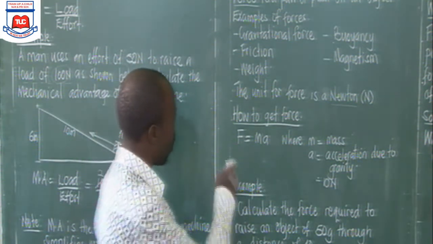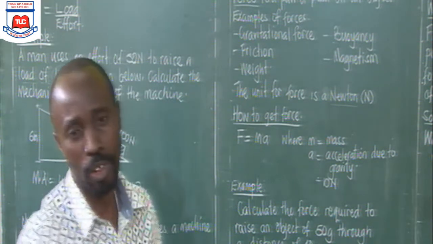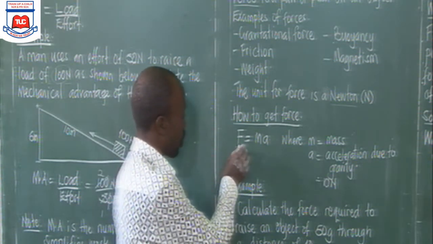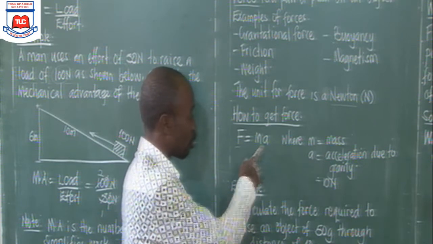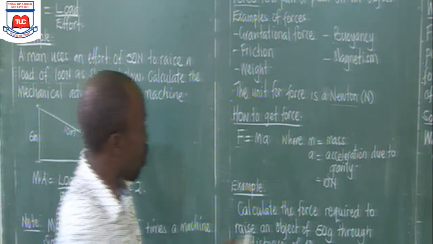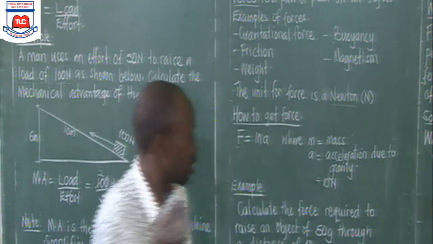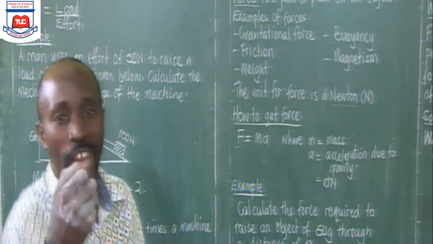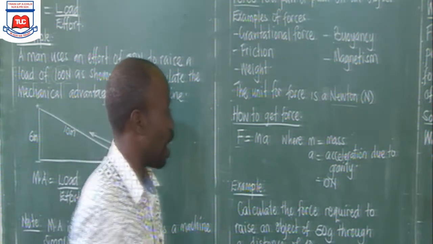Okay? Alright, let's look at how we get force. If at all you have been told to calculate force, can you be able to work out force? Let's go here. Force is given by mass times acceleration due to gravity. Force is equal to ma, in other words. What does ma mean? Where m is the mass of the object, then a stands for the acceleration due to gravity. I told you already, there's that force which acts on objects, pulling them towards the center of the earth. That is acceleration due to gravity.